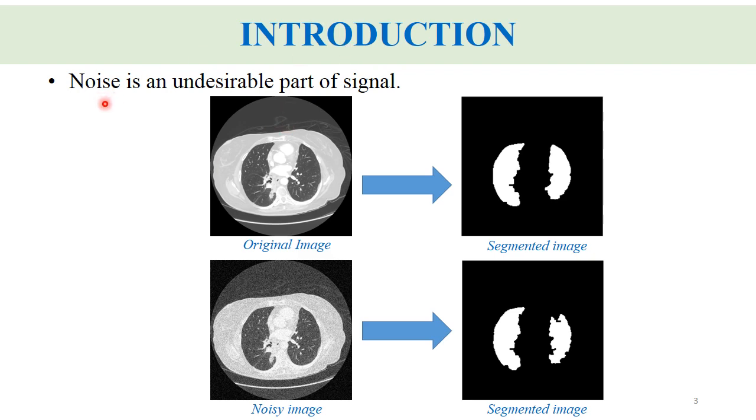So, the basic definition of noise. Noise is an undesirable part of the signal. Denoising is always considered as a pre-processing part in any of the image processing techniques.